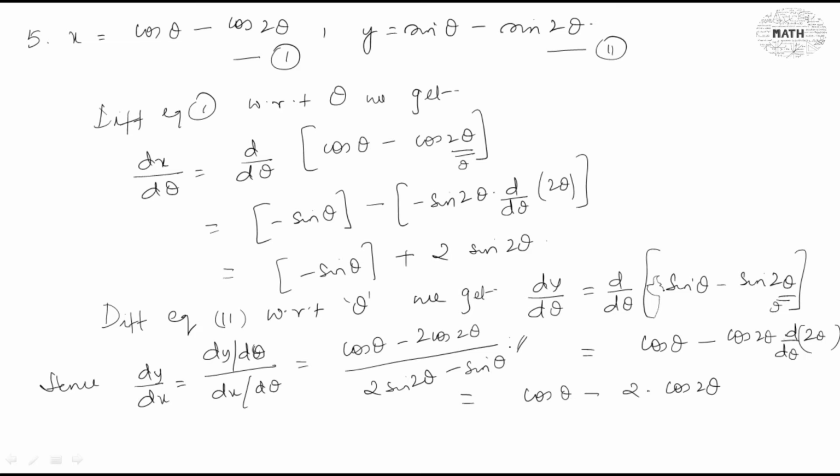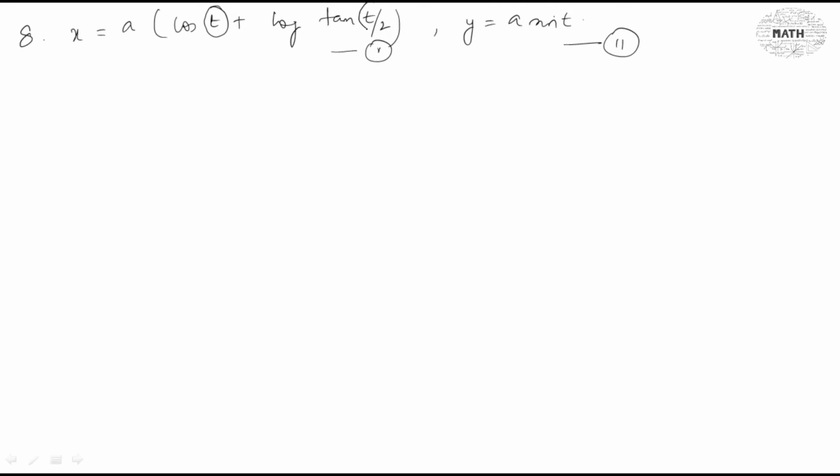Okay, let me just jump to your question number 8. Your question number 8 is given to be x is equal to a cos t plus log of 10 t by 2, and then your y happens to be a sine t. Again, same thing, consider this one to be 1 and this one to be equation number 2. Now if you can see between your x and y, you tell me which one is the parameter. Yeah, the parameter over here is your t, because everywhere I got t.